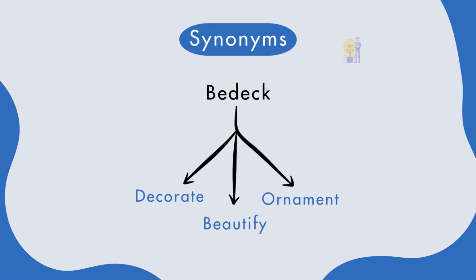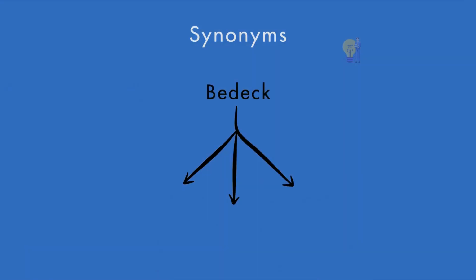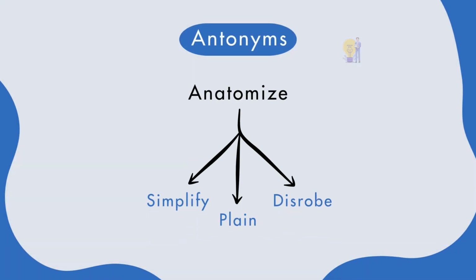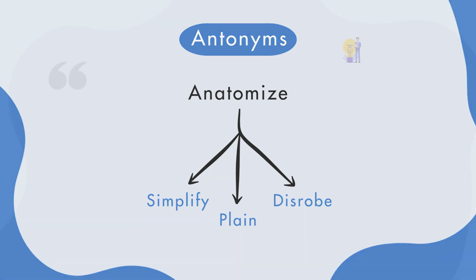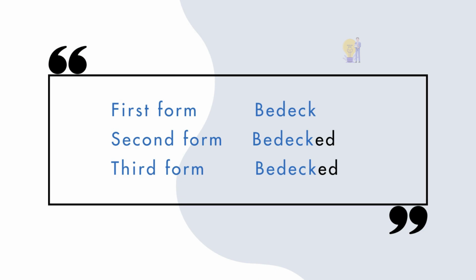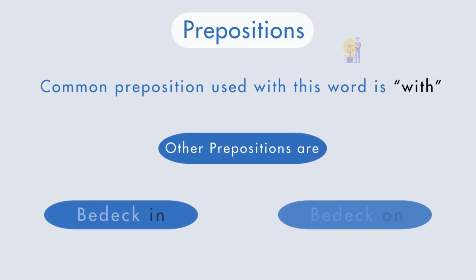Synonyms of bedeck are decorate, beautify, ornament. Antonyms are simplify, plain, disrobe. The first form is bedeck, the second form is bedecked, and the third form is bedecked. Common preposition used with this word is with. The other prepositions are bedeck in and bedeck on.